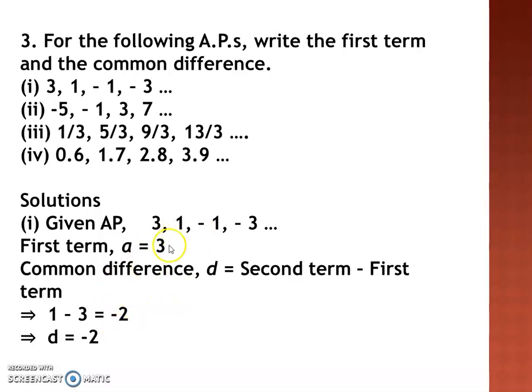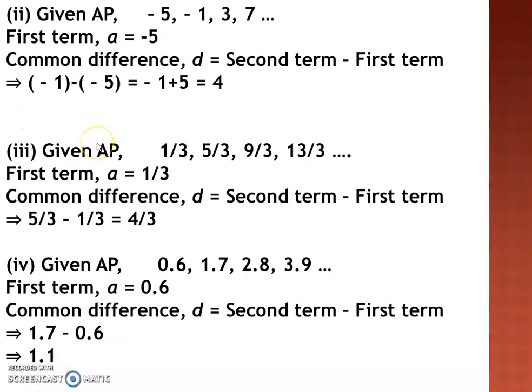So this is also another very basic problem. So here in the first one, the given AP is 3, 1, minus 1, minus 3. First term is 3. Common difference will be 1 minus 3, which is minus 2. In the same way I have solved the other problems also.